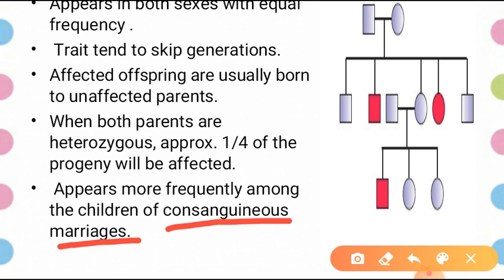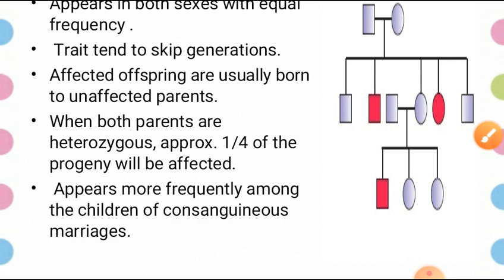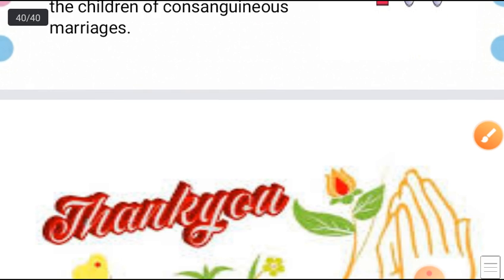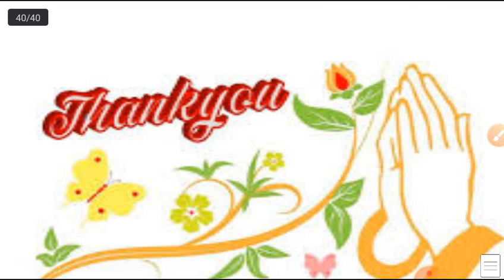So today you have studied about chromosomal disorder, Down syndrome, then comes the Turner syndrome, Klinefelter syndrome, then about pedigree analysis. Go through it. If you have any doubts, you can clarify it through your WhatsApp group.